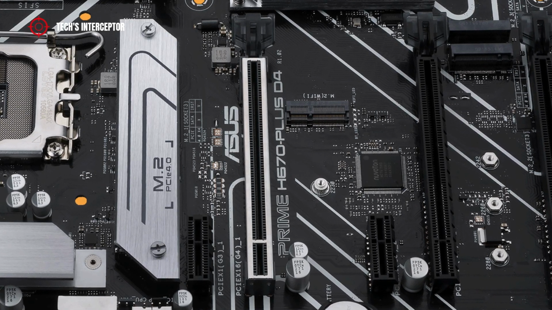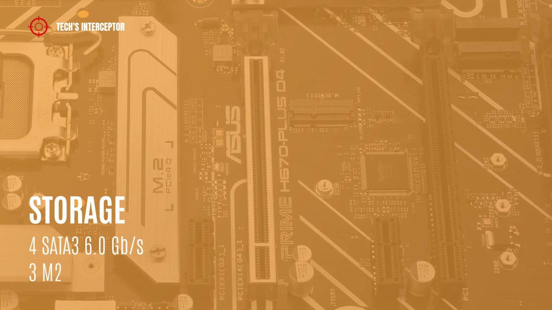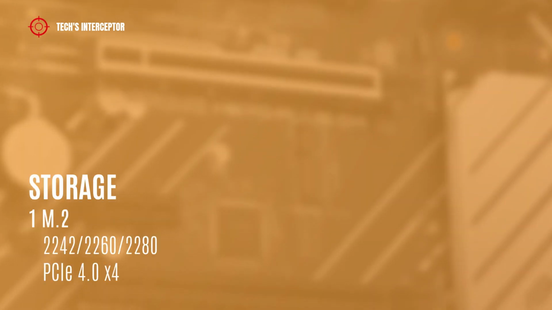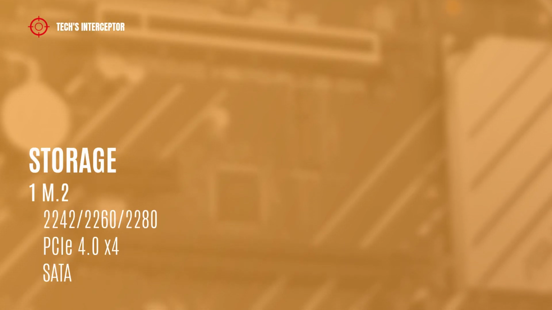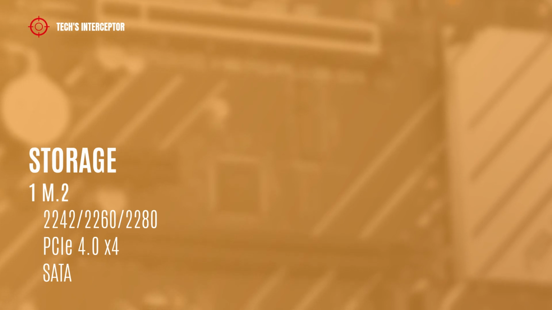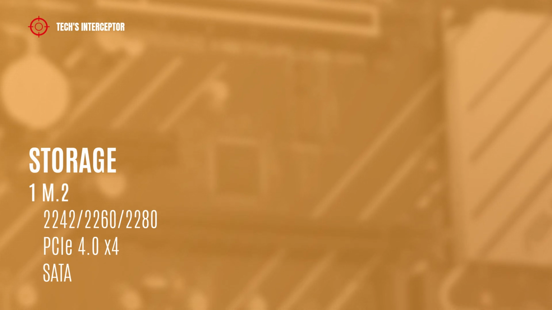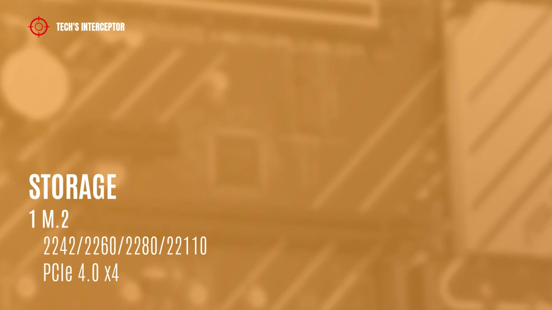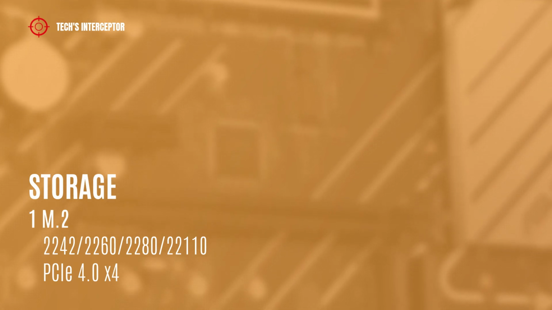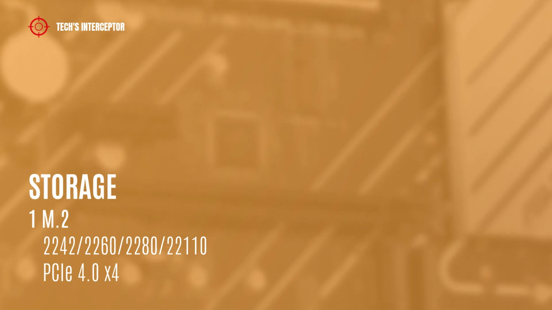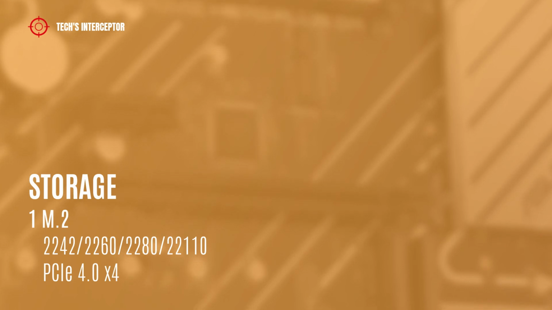The storage options include 4 SATA 6 Gb/s ports and 3 M.2 slots. One M.2 socket supports type 2242, 2260, 2280 storage devices at PCI Express 4.0 x4 mode. One M.2 socket supports type 2242, 2260, 2280 at PCI Express 4.0 x4 mode and SATA mode. One M.2 socket supports type 2242, 2260, 2280 and 22110 storage devices at PCI Express 4.0 x4 mode.